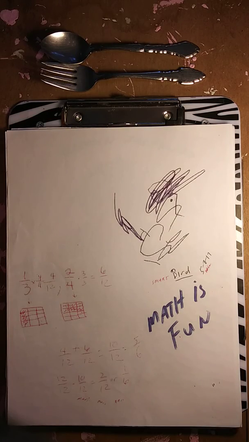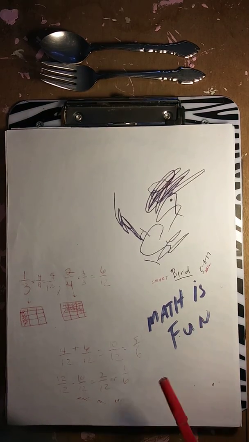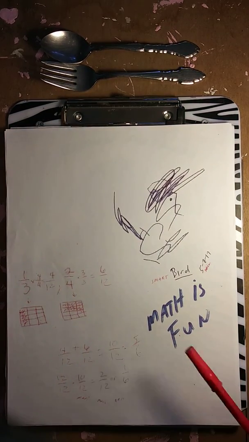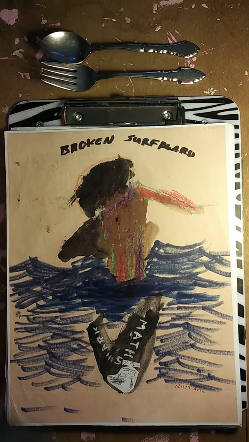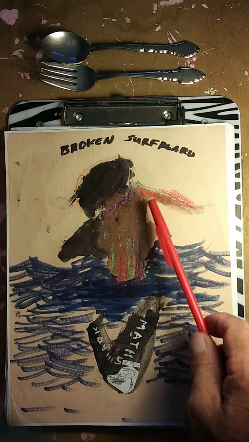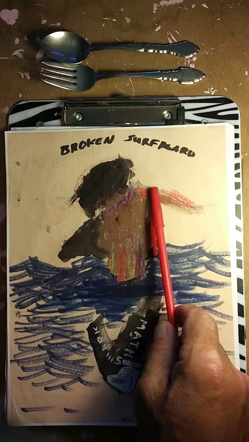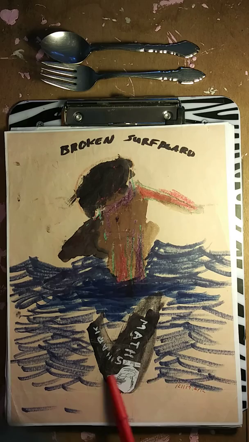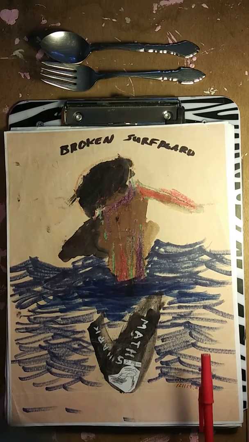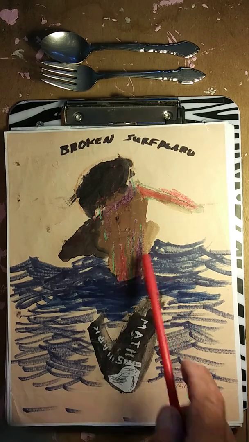Hey, all right, the return. Smart bird. Math is fun. Yes, I say yes. That's correct. Always, math is fun. Broken surfboard. Yeah, look at all this Hawaiian stuff there, I guess. He's looking down, looking for the piece of his surfboard. All broken here, here, here, everywhere. Okay. And then there's all the colors.